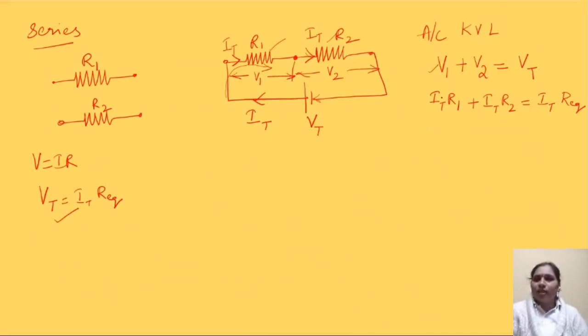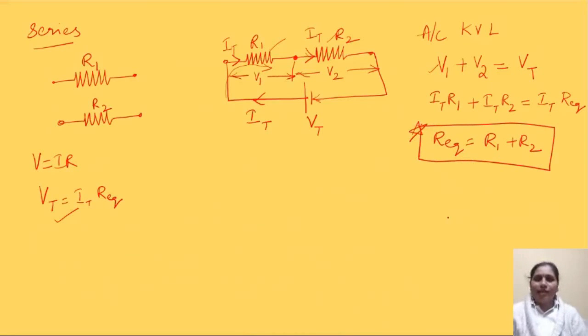From this we can see that there is a common current flowing in the circuit. So R equivalent is nothing but R1 plus R2. This is the formula for resistors when they are connected in series. If you know R equivalent and the total current flowing through the circuit, you can find the voltage. Or if you know the total current and R1 and R2, you can find the values of V1 and V2. And if you add them up, you will get your total voltage.